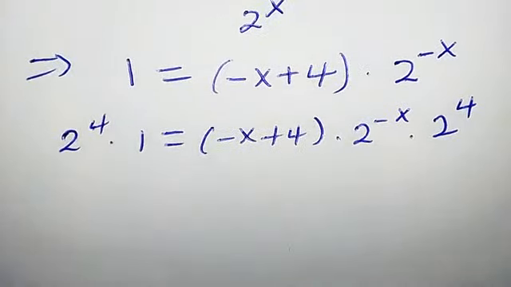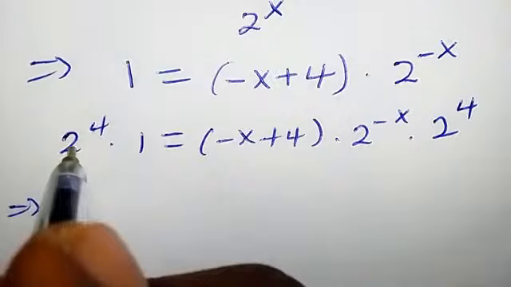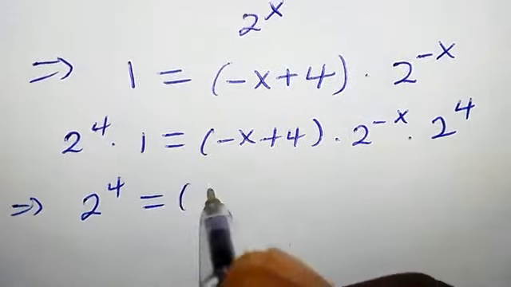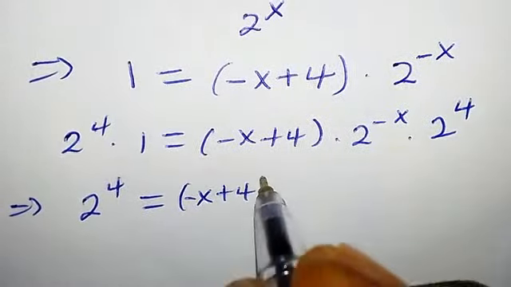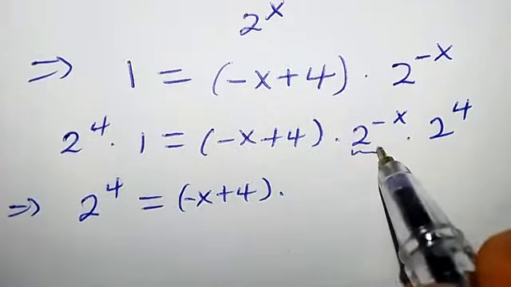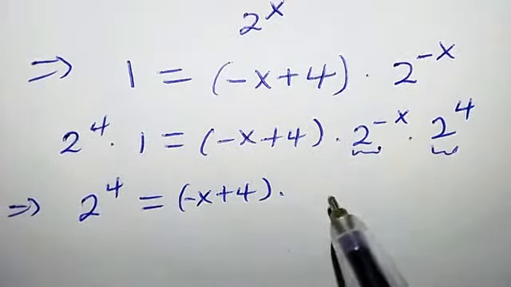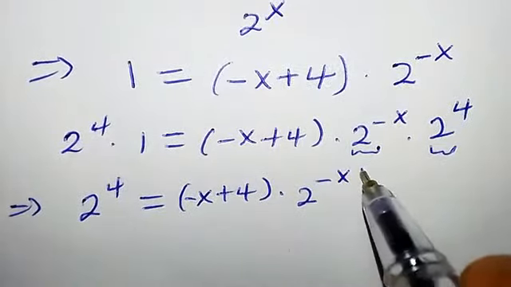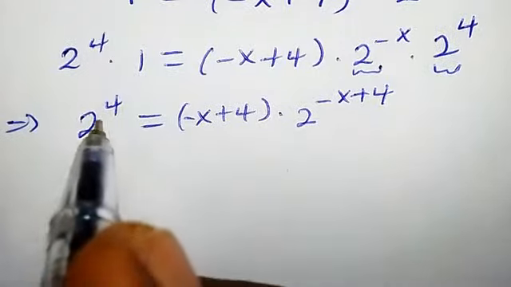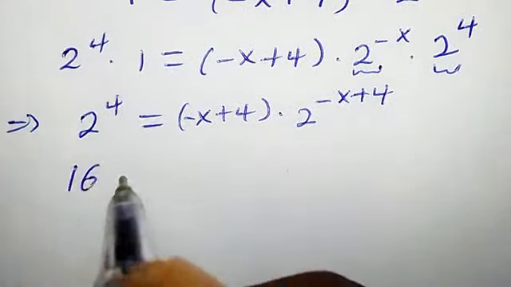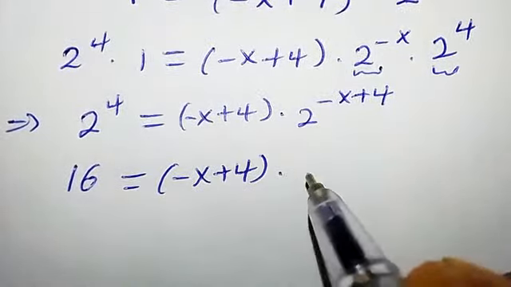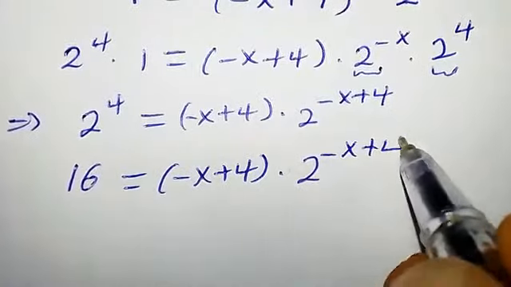Let's proceed further. This implies that 2 to the power of 4 times 1, that is simply 2 to the power of 4, equals negative x plus 4 times, by laws of indices, we have the same base. So this guy becomes 2 to the power of negative x plus 4. Let's proceed further. What is 2 to the power of 4? That is simply 16 equals negative x plus 4 times 2 to the power of negative x plus 4.